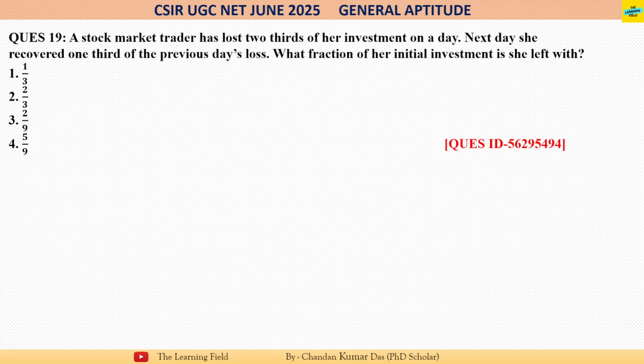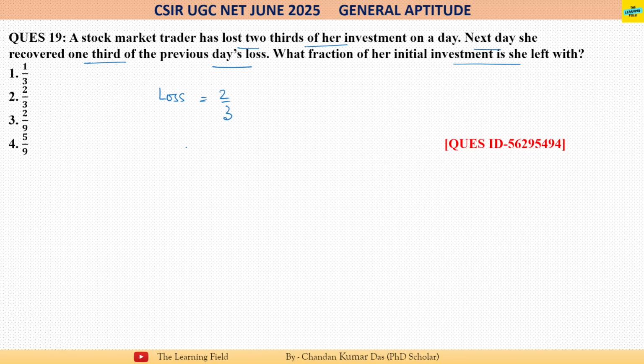Question number 19. It says that a stock market trader has lost 2/3 of his investment on a day, and the next day she recovered 1/3 of the previous day's loss. What fraction of her initial investment is she left with? So what is the loss? His loss is equal to 2/3, fine, the 2/3 portion of her investment. Next day he recovered 1/3 of the previous day's loss.